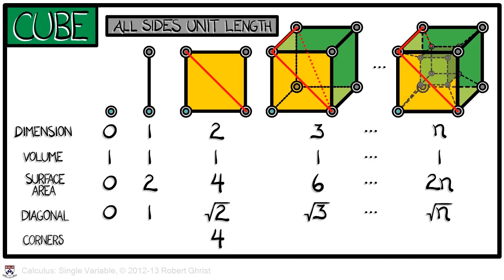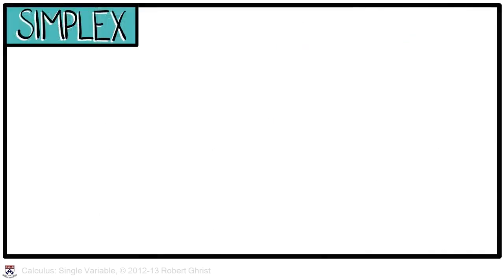Lastly, if we count the number of corners in an n-dimensional cube, we see for a square, there's 4. For a cube, there is 8. And in general, it's not hard to show that there are 2 to the n corners. Let's move on to a different shape, one that requires some calculus to understand.